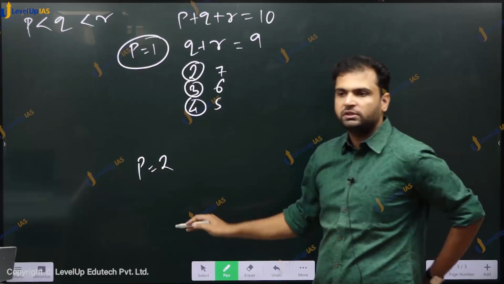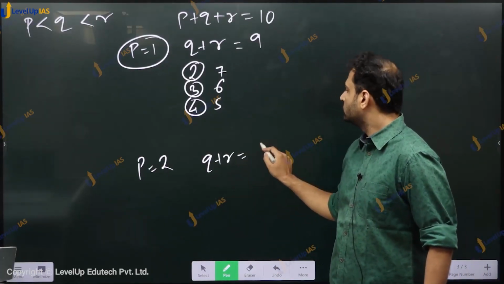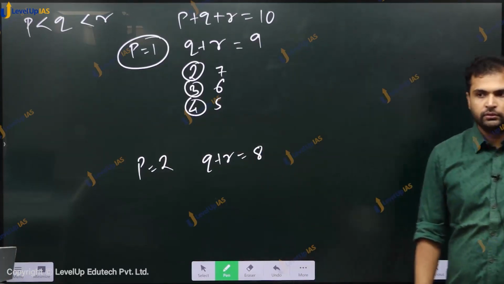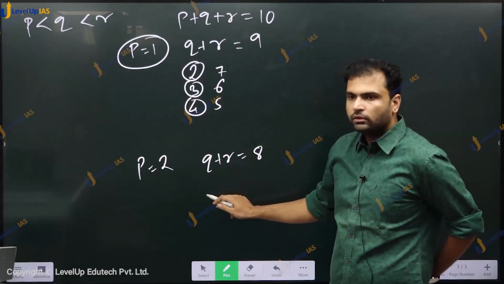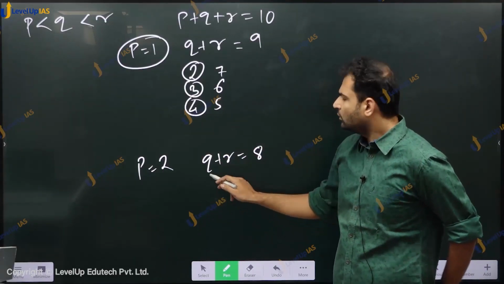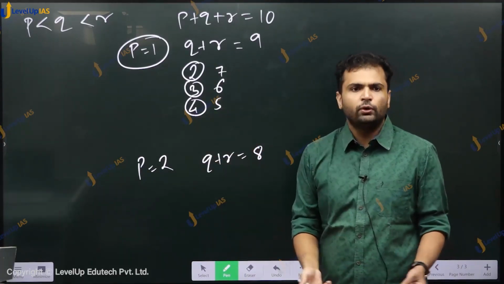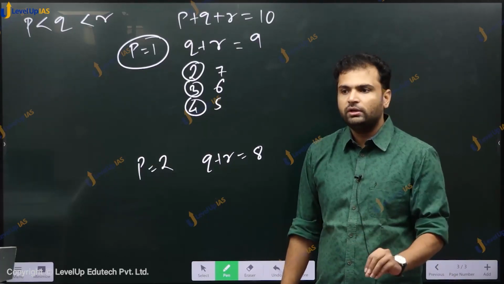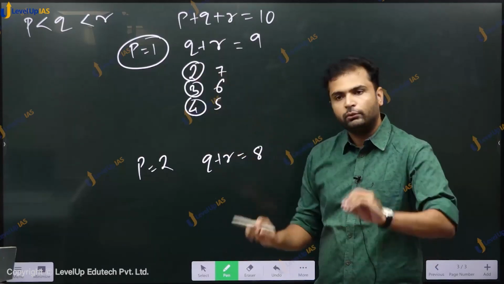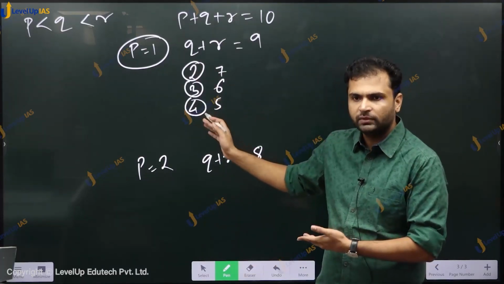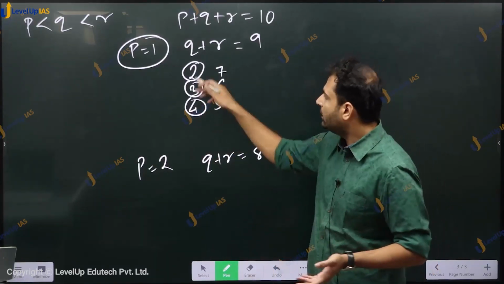P is equal to 2. Is it possible or not? We have to check. If P is 2, then we have Q plus R is equal to 8. Then Q, so 2, 6 etc. can be there, but 2, 3, 4 we already know that it is possible value. And we don't want to repeat. We only have to comment on how many possible values of P and Q are there. Now we have checked that 2, 3, 4 are possible values of Q. I don't need to repeat them. I'll start directly with 5.